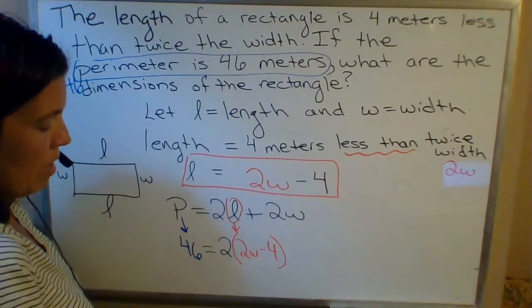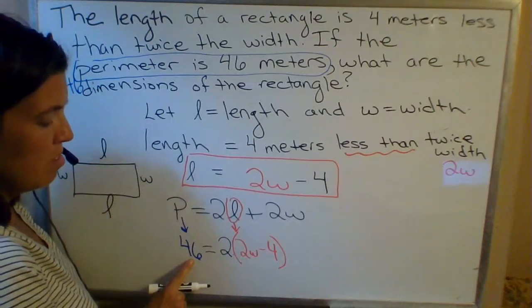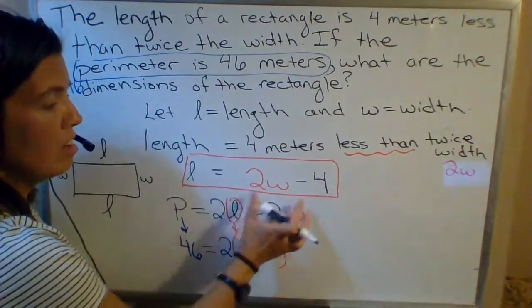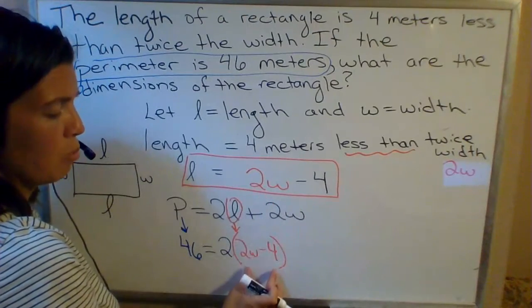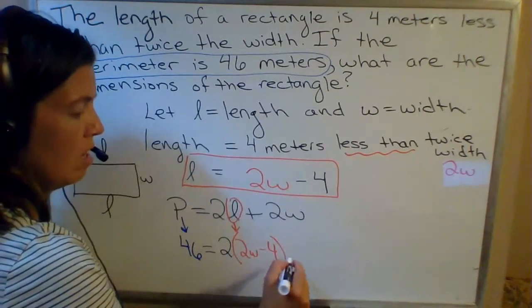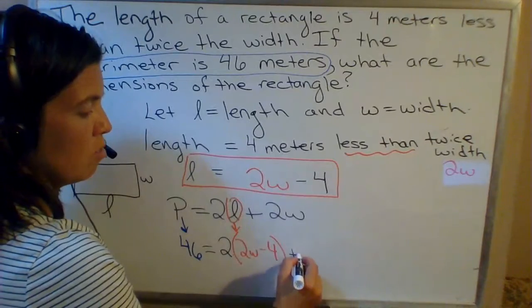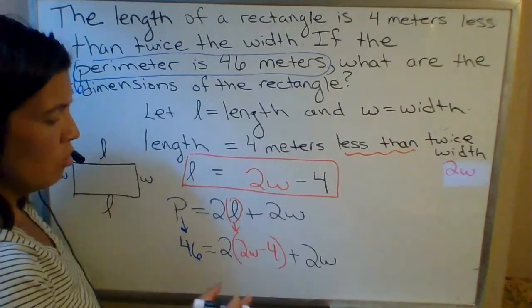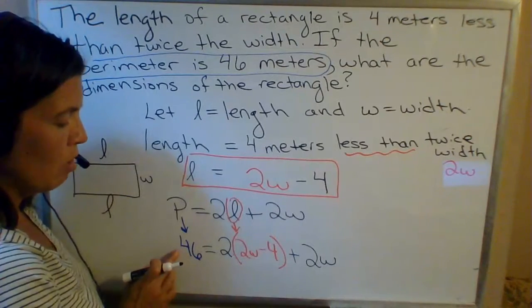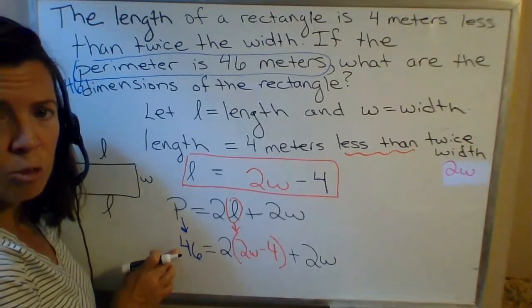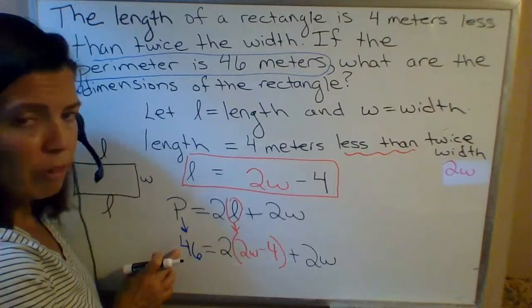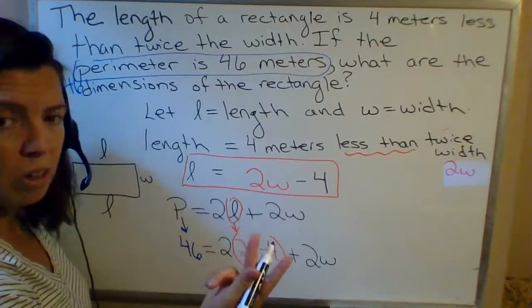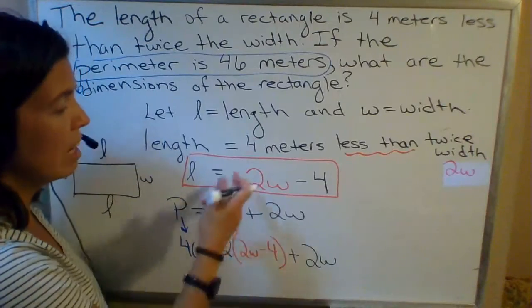So again, just retracing our steps: perimeter is 46 equals 2 times the length. Well, the first sentence told us that the length is 4 meters less than twice the width, so we can put that expression here. Plus 2 times the width. If we're going to solve a single equation here, we need it written in terms of a single variable or a single unknown quantity. If we had 2 unknown quantities, we would need 2 equations, which is kind of what we started with.